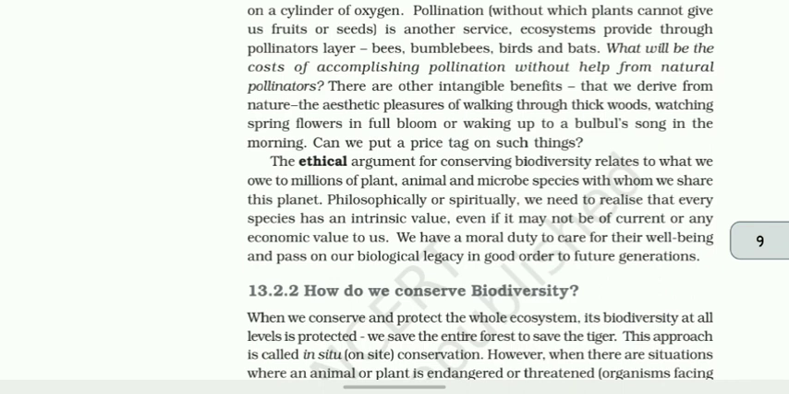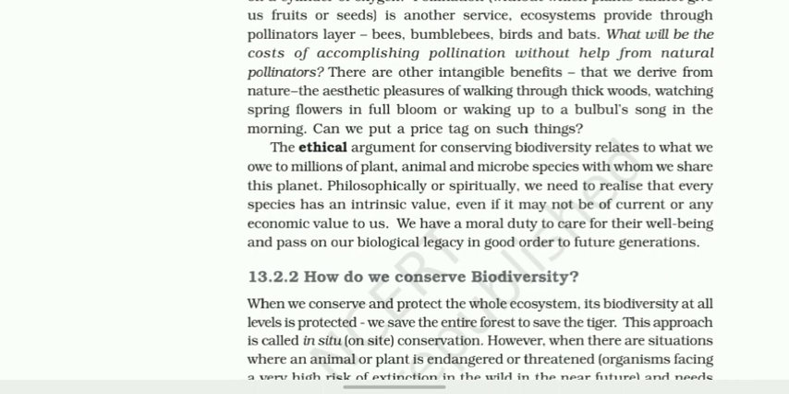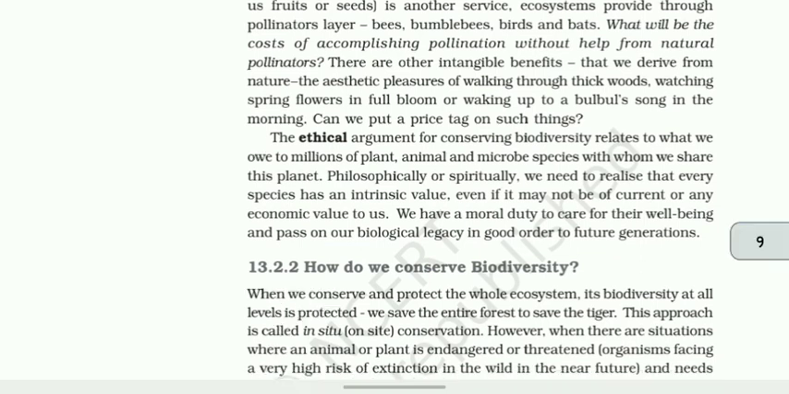Ecosystems provide through pollinators: bees, bumblebees, birds, and bats. What will be the cost of accomplishing pollination without help from natural pollinators? There are other intangible benefits that we derive from nature. The aesthetic pleasures of walking through thick woods, watching spring flowers in full bloom, or waking up to a bulbul's song in the morning. Can we put a price tag on such things?